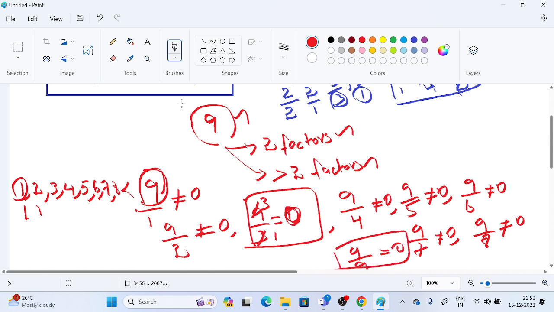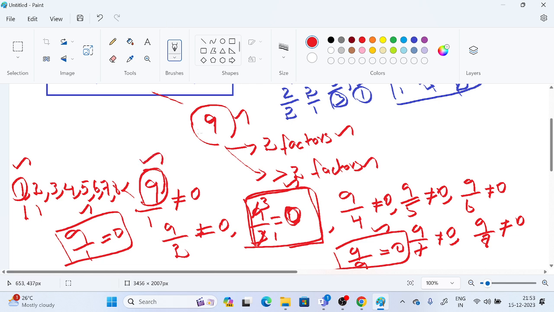So this is one factor and this is one factor. I'm sorry, 9 divided by 1 is equal to 0. So 9 has 3 factors. Right? So if 9 has 3 factors, it means 9 is not a prime number. So I have to start a loop from 1 and the loop should end at 9.